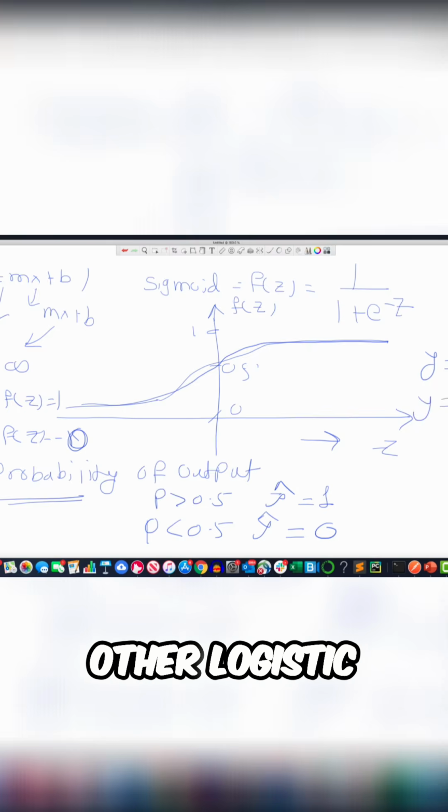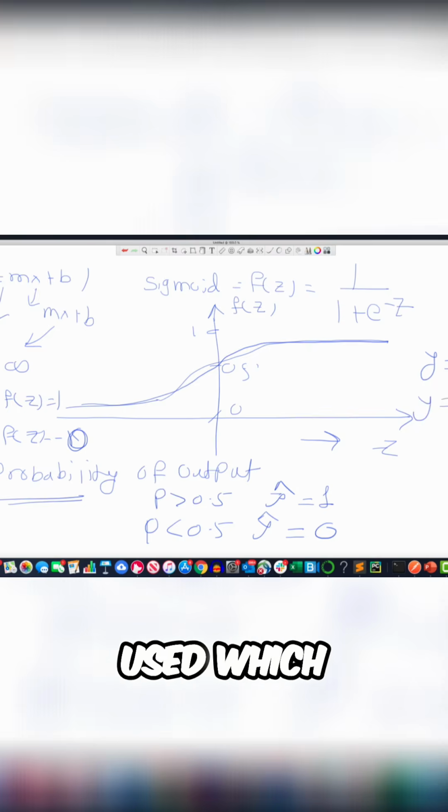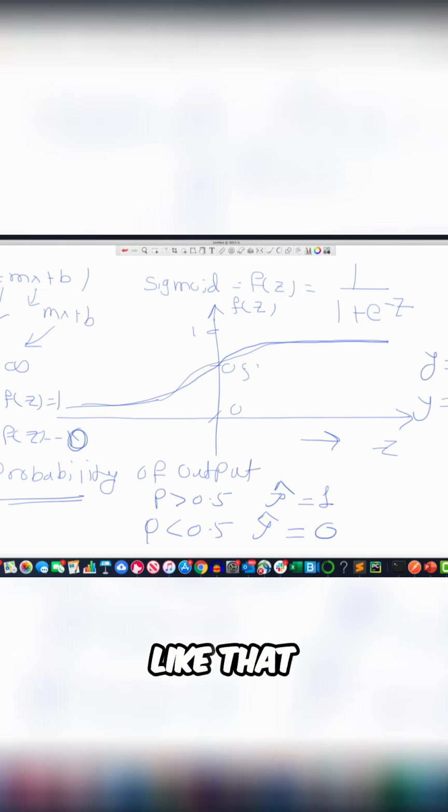In this example we saw a sigmoid function, but there are several other activation functions that are used, which are called tanh, ReLU, and things like that. We don't have to worry about it right now. It's enough to understand the intuition behind it.